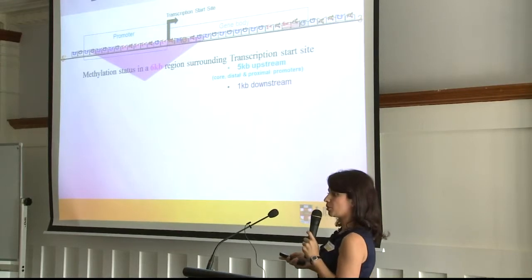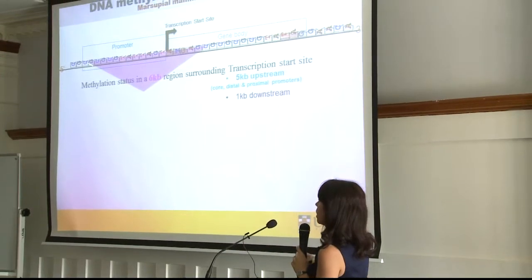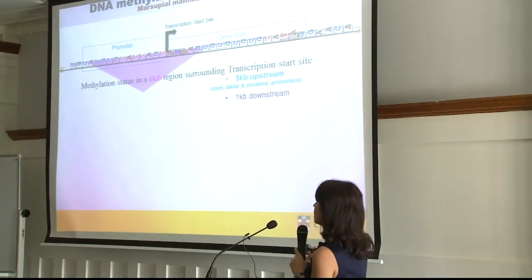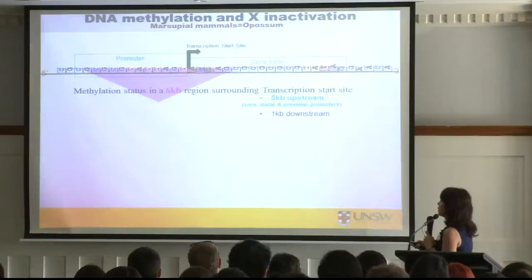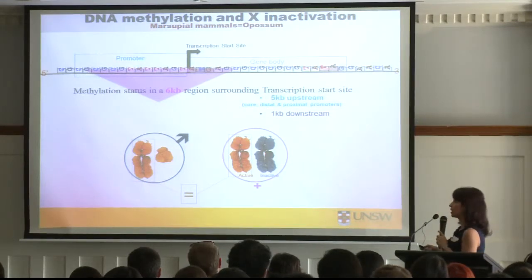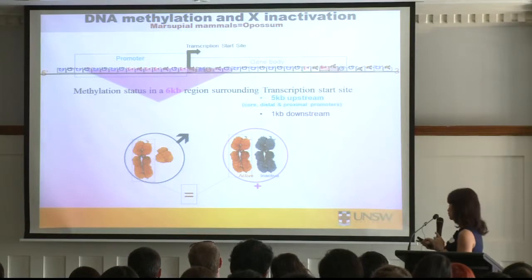So we have done a genome-wide study looking at a 6 kb region. This is 5 kb upstream of the transcription start site into the promoter, to cover the core, distal, and proximal promoter, and 1 kb downstream of the transcription start site into the gene body. We are looking at male versus female. The reason for this is because I cannot distinguish between the active and inactive X chromosomes. Therefore, we are using the male X as a proxy for the female active X chromosome.